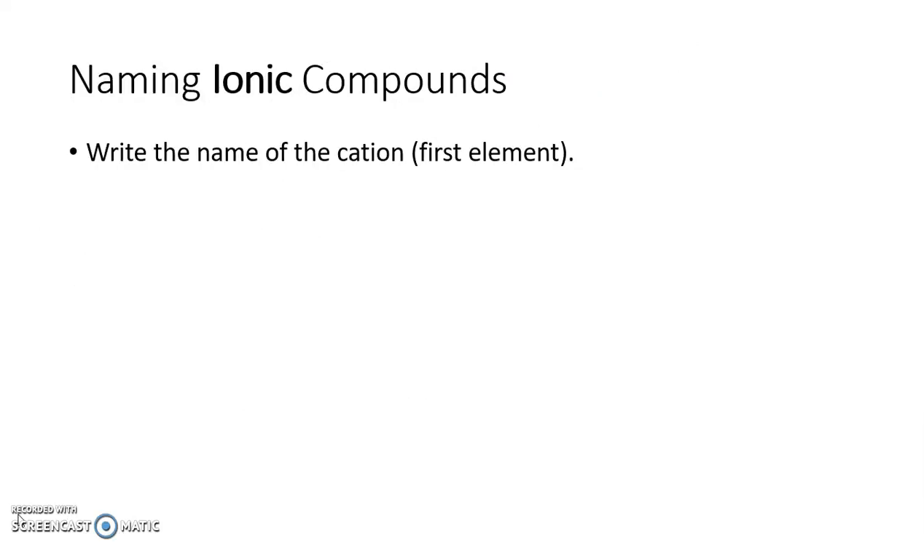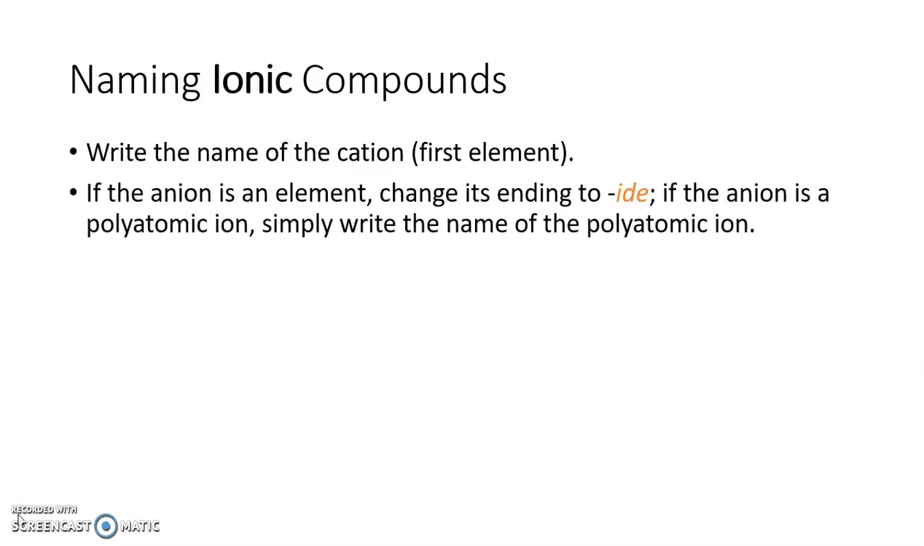All right, now if we need to be able to write an ionic formula, we need to be able to name it. So naming ionics is really easy. You write the name of the cation, which is the first element, and then you write the name of the second element, or the anion, but you change the ending to IDE. So if it were NaCl, it would be sodium, and then instead of chlorine, it would be chloride. If the anion is polyatomic, then you just write the name of that polyatomic. You don't change anything on those.